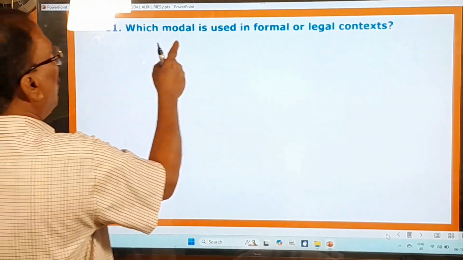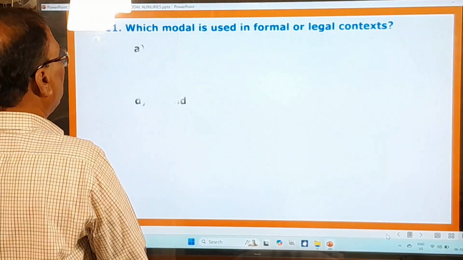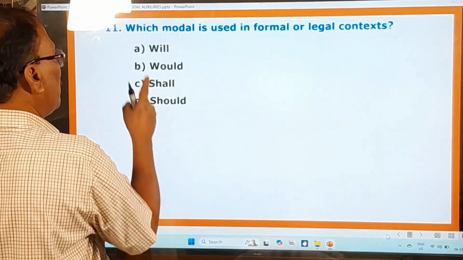11th question. Which modal is used in formal or legal contexts? Will, would, shall, should.